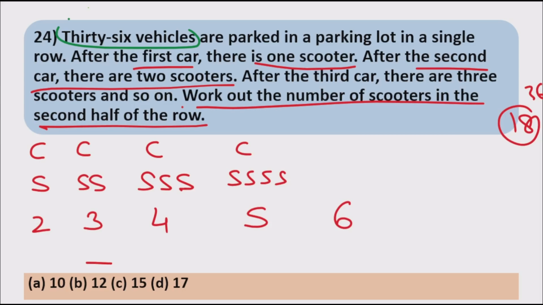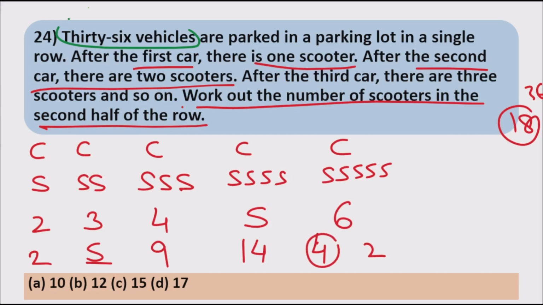Okay, so here it's 2, 5, 9, 14, and let's say here is 1 car, 5 scooters, so 4 and 2. Here it is done with the first half, so 2 scooters will be counted in the second half. Okay, then we have the 6th, then there will be 6 scooters, which will be 7.